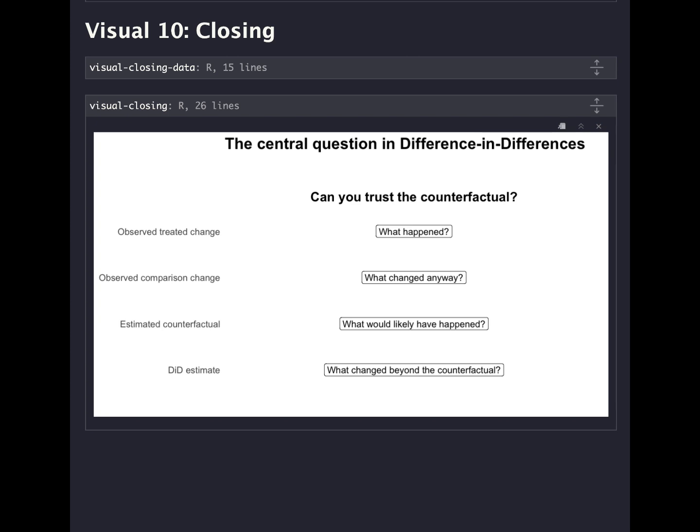In the next video, we'll focus entirely on parallel trends, including parallel, diverging, and converging pretreatment trends, and what each one means for an applied researcher.